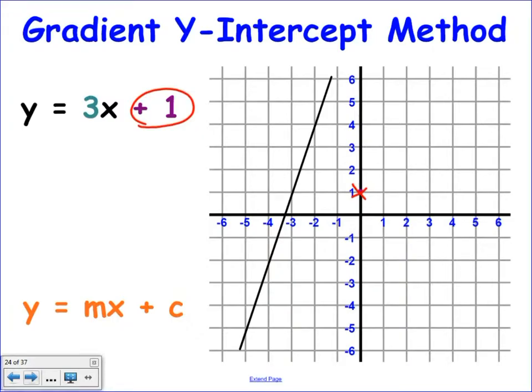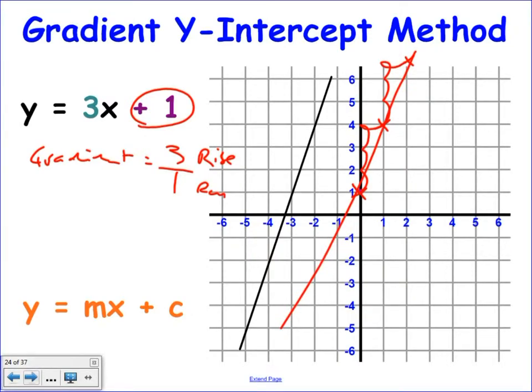3, for every 3 I go up, how many do I go across? Brilliant. So my gradient is 3, and that means for every 3 I go up, I go 1 across. For every 3 I go up, 1, 2, 3, I go 1 across. That's my next point. Lo and behold, I can plot a line without substituting any values based on this equation.